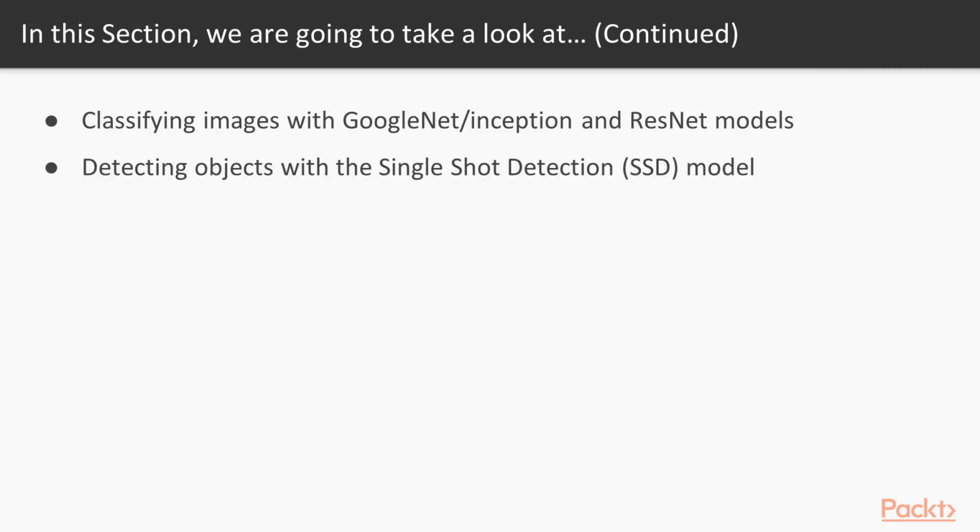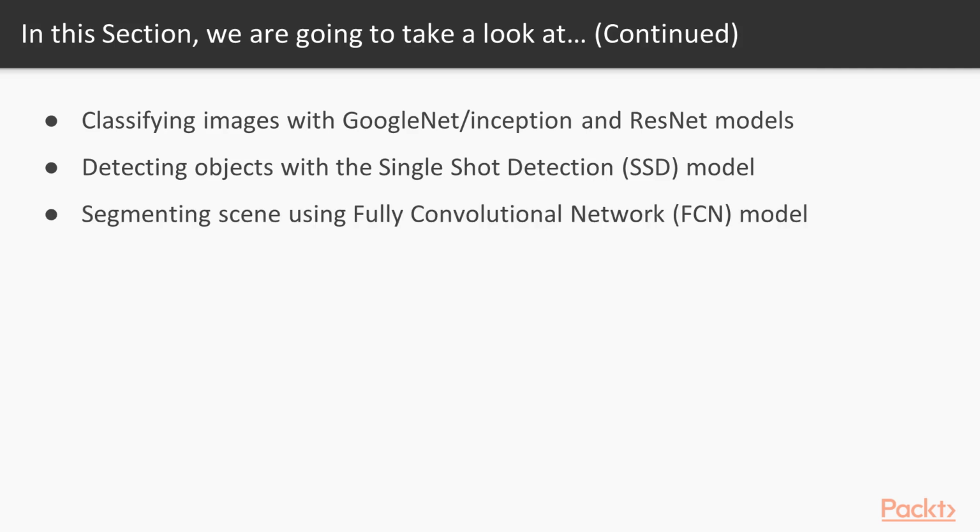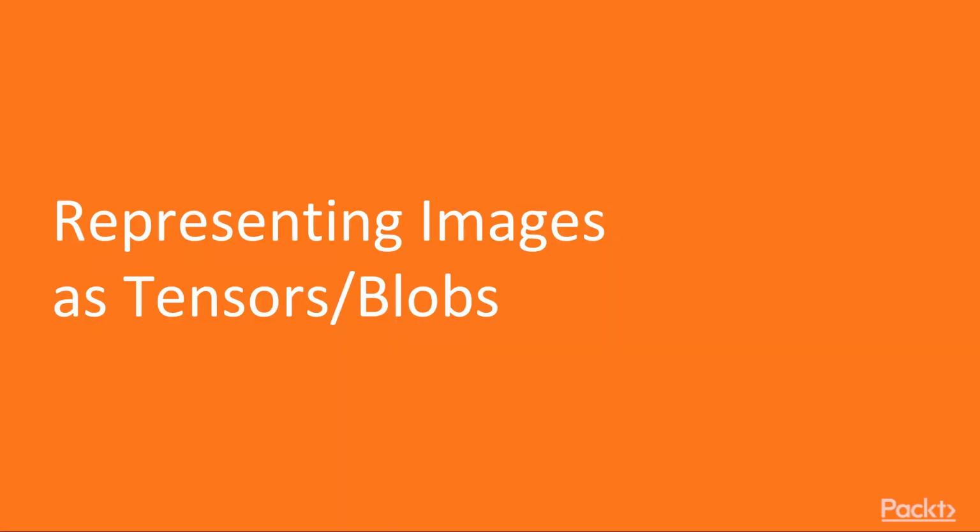Next, we'll be detecting objects with a single-shot detection model. And lastly, we'll be segmenting a scene using fully convolutional networks. In this video, we will learn how to convert an image to a multi-dimensional tensor.